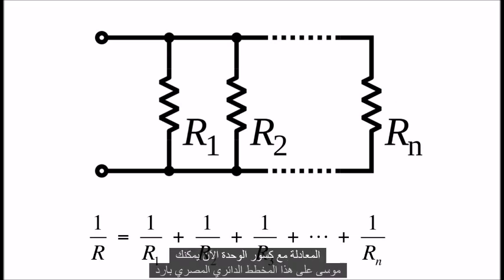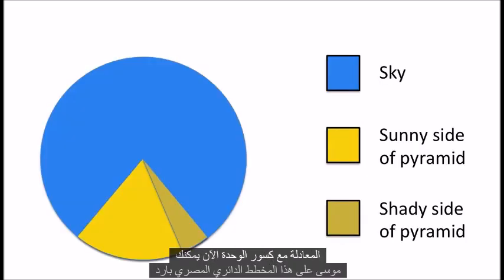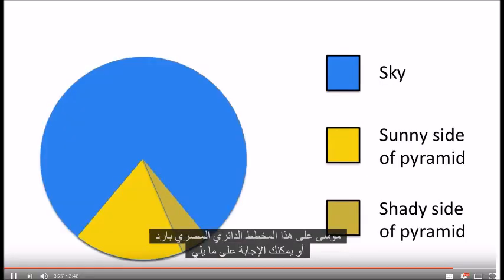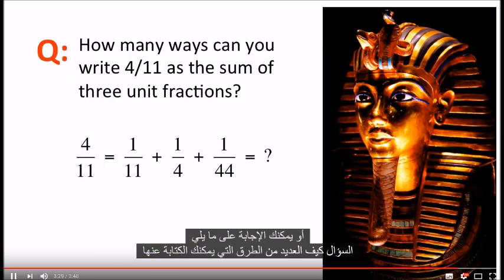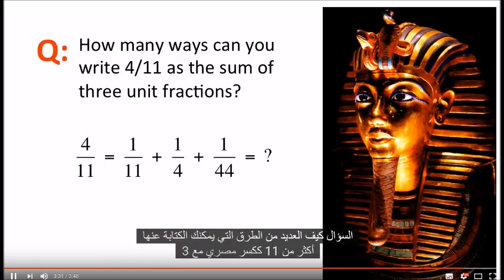Now, you can muse over this cool Egyptian pie chart, or you could answer the following question. How many ways can you write 4/11 as an Egyptian fraction with 3 terms?